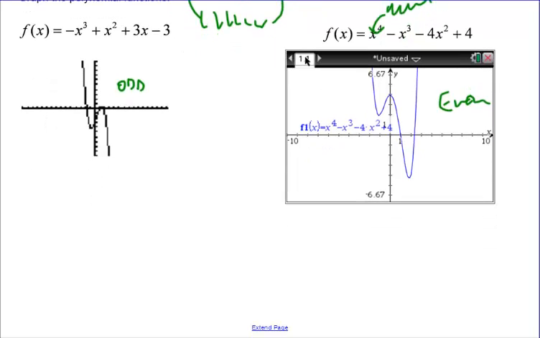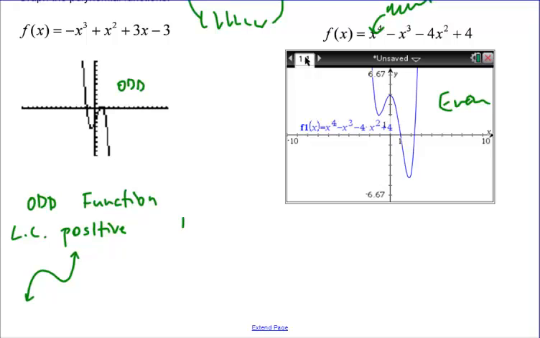But if I've got an odd function, and the leading coefficient is positive, then I'm going to have a graph that's going to look something like this. Okay. If the leading coefficient is negative, then I'm going to have something that looks like this.